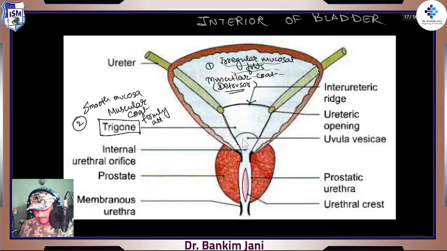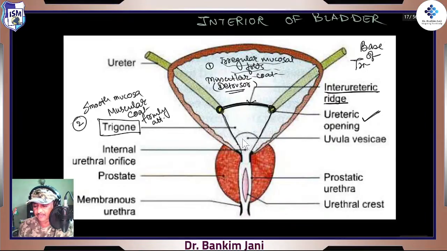And that's the ureteric opening. The ureters open at an angle into the triangle. In between these ureteric openings, there is an elevation. That is the interureteric ridge. It is something like this, the interureteric ridge. This is also called the base of the trigone.